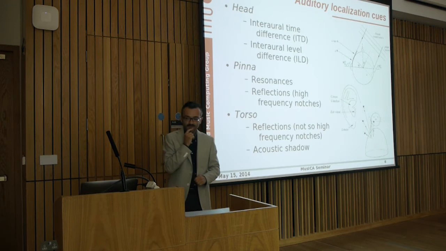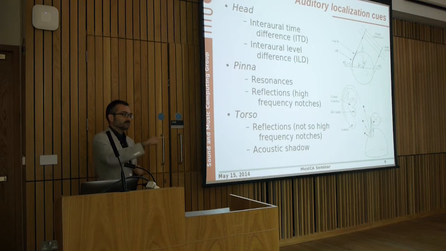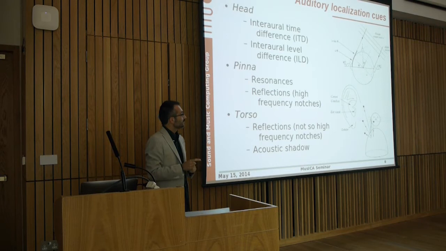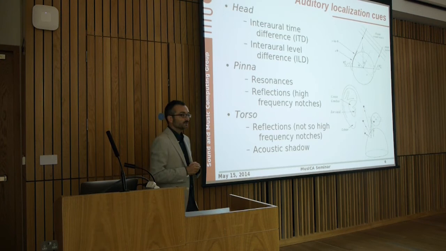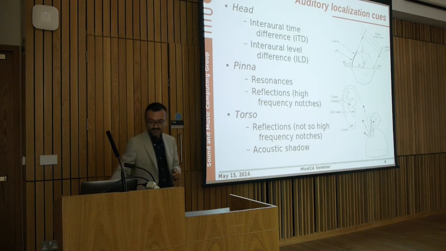Okay, but this is only part of the story, because the duplex theory works pretty well in the horizontal plane. It explains pretty well how you localize sounds along the horizontal plane. But if you are thinking about sound localization in the vertical plane, that's a different story. And that's where the external ear comes into play, because the external ear adds resonances and reflections, as I said, and these, especially reflections, are very much dependent on the elevation, because of the shape of these contours here.